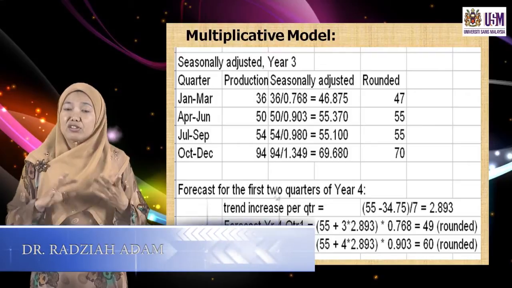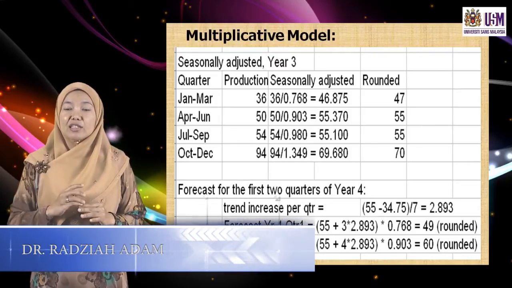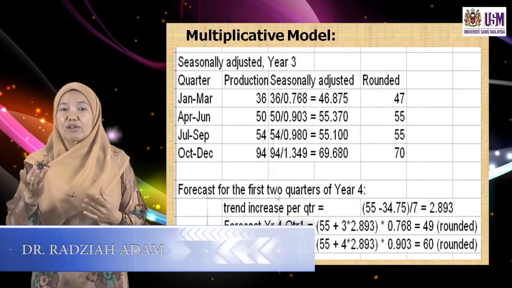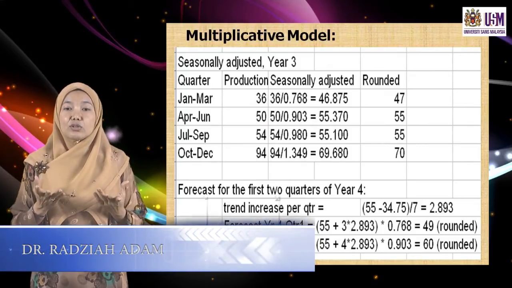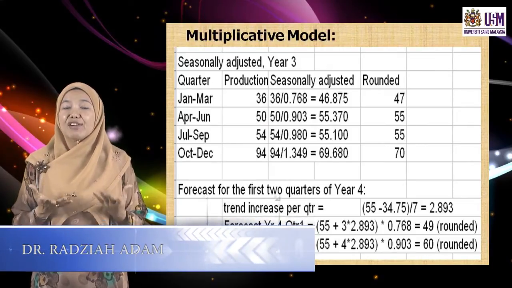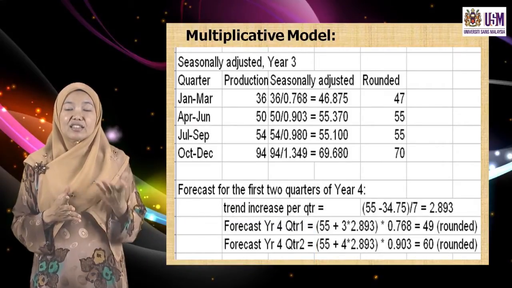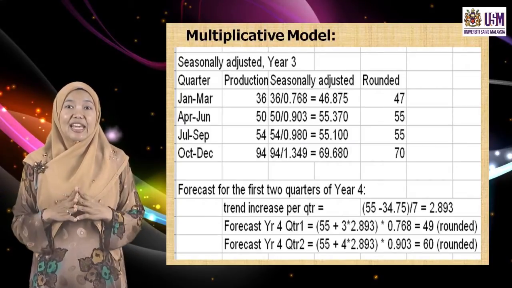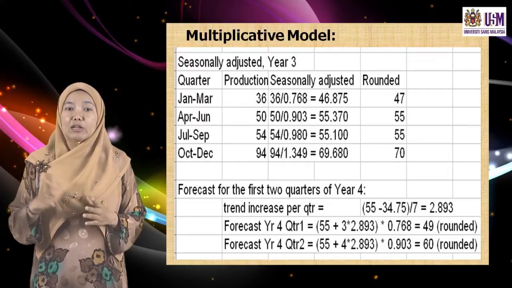So you take the difference and divide by the number of jumps from the first to the last trend value. Basically you have 8 trend values, so from the first to the 8th, you have 7 jumps. So the average trend increase per quarter is the difference between the last and the first trend, divided by 7. You get an average of 2.893, which is the average trend increase per quarter.